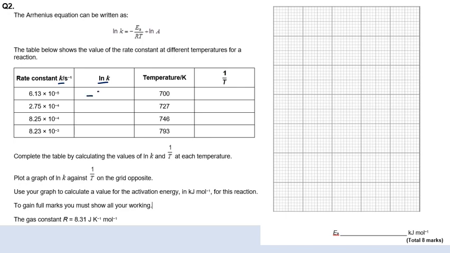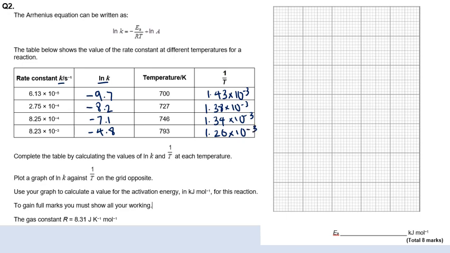We get minus 9.7 here, minus 8.2 here, minus 7.1, minus 4.8, and for 1 over t, we got 1.43 times 10 to the minus 3, 1.38 times 10 to the minus 3, 1.34 times 10 to the minus 3, and 1.26 times 10 to the minus 3.